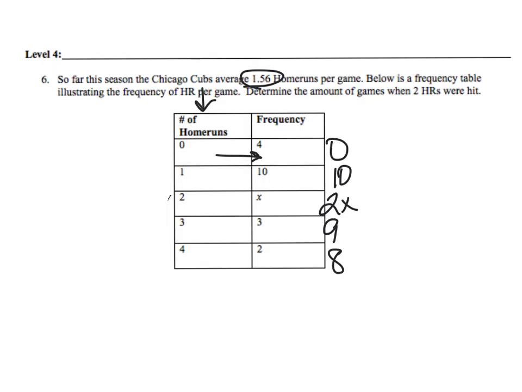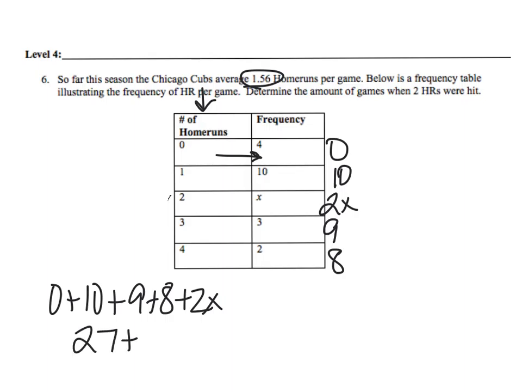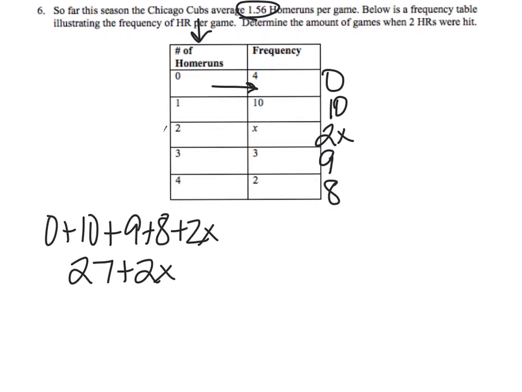So if I'm looking at the total, I'm going to add these up. But you can't add up something that has an x with something that doesn't. So you're going to do 0 plus 10 plus 9 plus 8 plus 2x, and you're going to combine what you can. So you can combine the 0, 10, 9, and 8 to be 27, and you're just going to keep the 2x there. Okay, so that's your total.